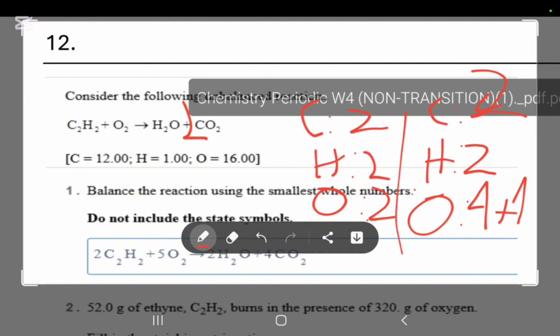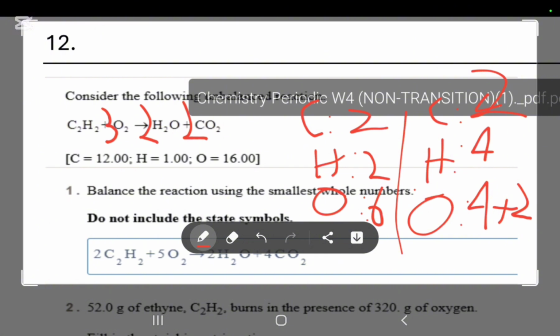So why don't we make it 3 here and 2 here? Okay, so this will make it 6, but this will make this 4, and this will become 2. Then we're gonna have to do the same for C2.